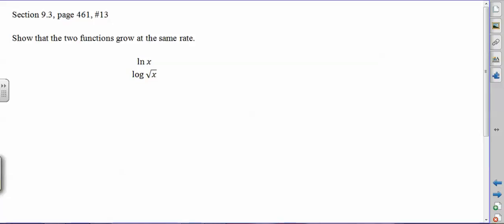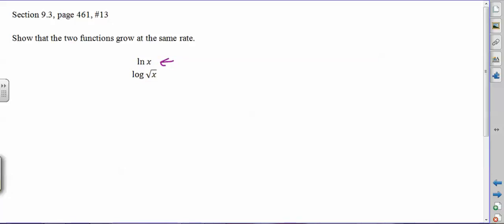All right, let's do section 9.3, page 461, number 13, which reads, show that the two functions grow at the same rate, and our two functions are the natural log of x and the log base 10 here of the square root of x. Now, the first thing that we need to do is to express these two functions as the same type of logarithm, and I think it makes the most sense to express them in terms of a natural log.